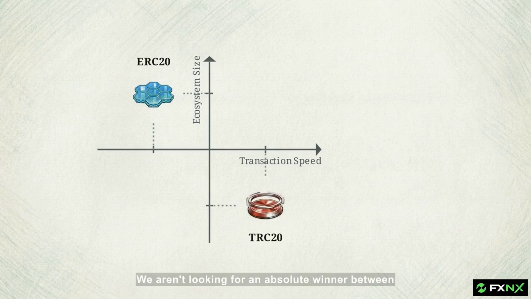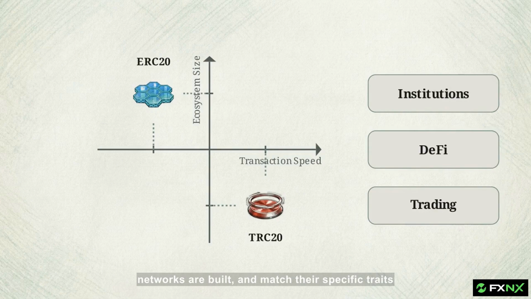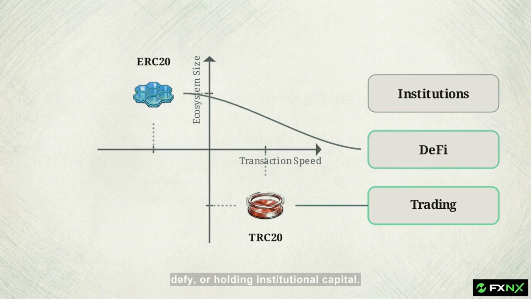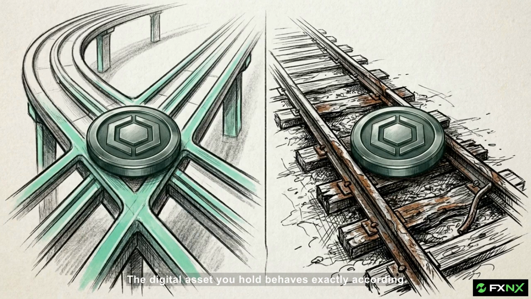We aren't looking for an absolute winner between the two. The goal is to break down how these networks are built and match their specific traits to your immediate objective, whether that's funding a trading account, yielding in DeFi, or holding institutional capital. Treating all blockchain networks as identical utility pipes is a costly error. The digital asset you hold behaves exactly according to the track it runs on.